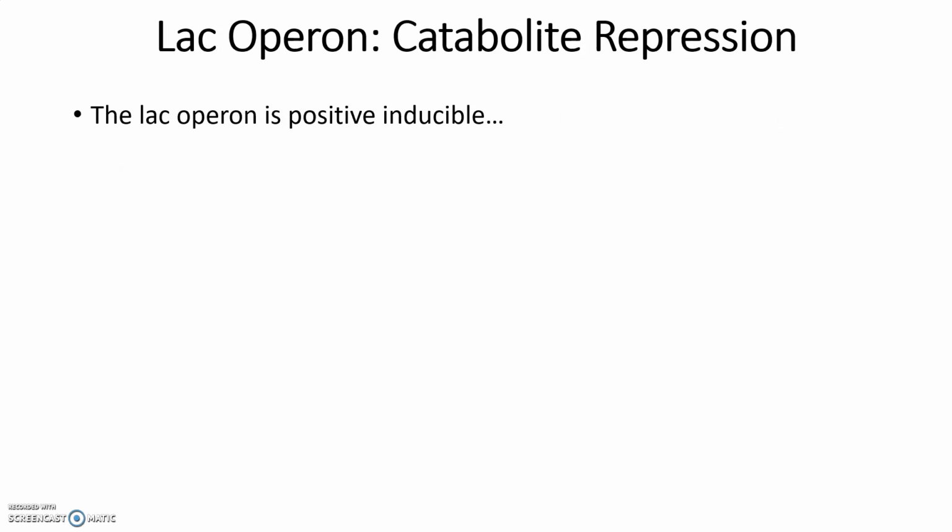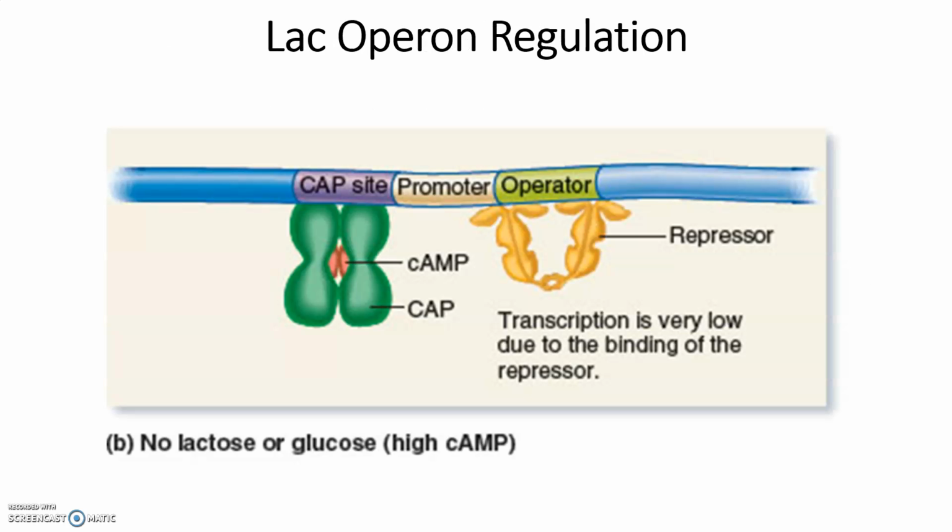So it's positive inducible. Positive requires an activator. Inducible off, but we can turn it on, okay? And now the positive depends on glucose. All right, so we're going to put them both together.